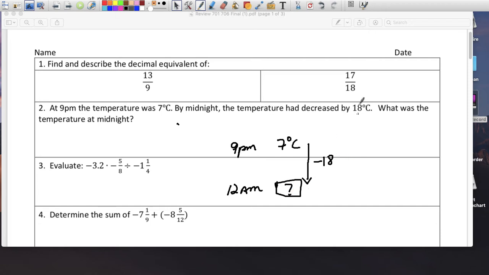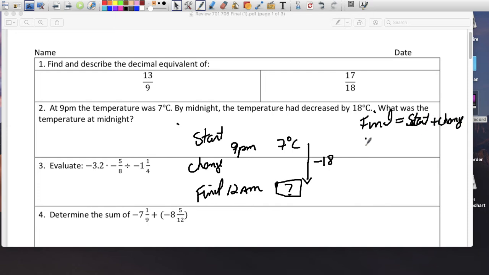A lot of ways you can do it. If you want to label this as your start, this is your change, and this is your final, I'm looking for the final temperature. So the final temperature is the start, remember that, plus the change. So the final temperature, which we don't know, is whatever my starting temperature was, 7 plus negative 18. This is one way of doing it. So the final temperature is going to be negative 12, negative 12 degrees Celsius.